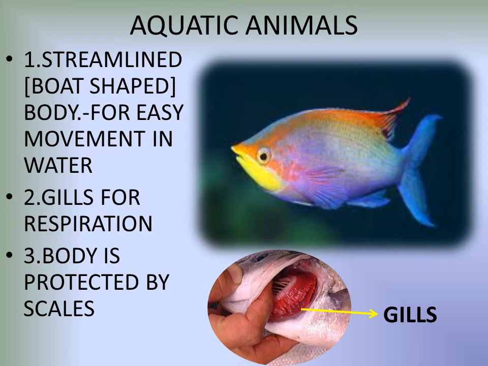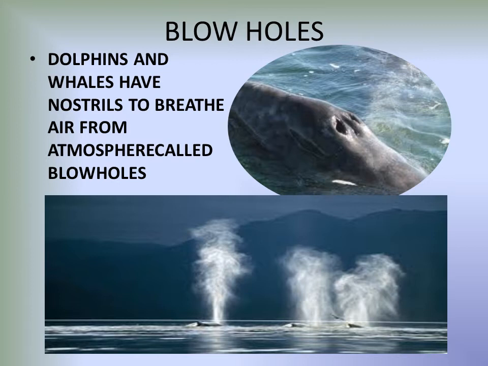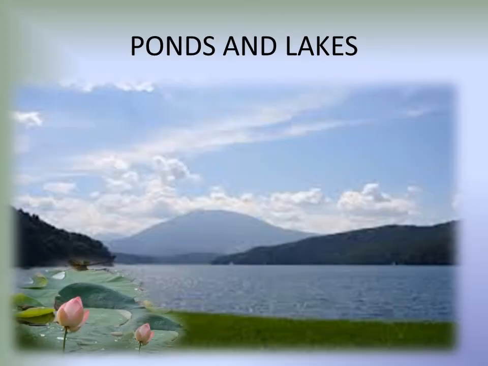As discussed, dolphins and whales have nostrils to breathe air from the atmosphere. That is called blowholes, and they are located above the head. So to breathe, they have to come to the surface of the water. Then we have ponds and lakes habitat.